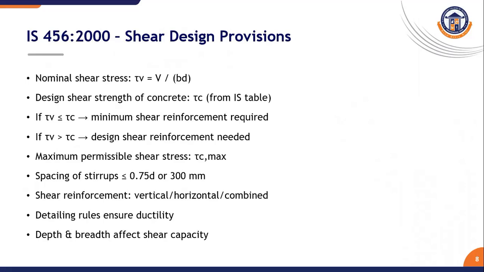IS 456-2000 shear design provisions. According to IS 456, nominal shear stress is calculated as V over b d. If it is less than the code value, only minimum steel is provided. If greater, designed reinforcement is required. The code also limits maximum shear stress and stirrup spacing to 0.75 d or 300 mm. These provisions ensure safe and ductile behavior.